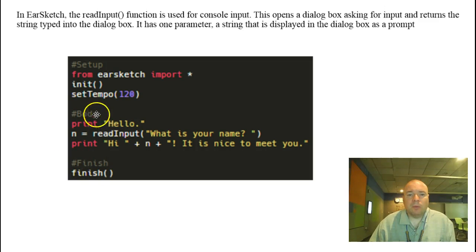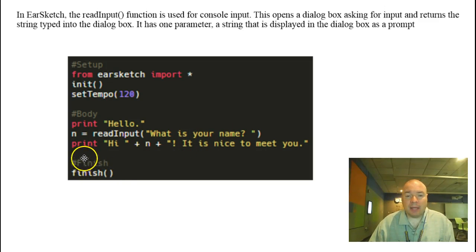In this example, we have set up our tempo. We're going to say hello on the screen, and then we're going to say that we want some input and we want it stored in the variable n. Now, n's not a great variable name. We probably should use something better than n, maybe username. But here we're going to read the input. What is your name? So we will get this prompt displayed using the read input command to allow the user to see this prompt and type in their name.